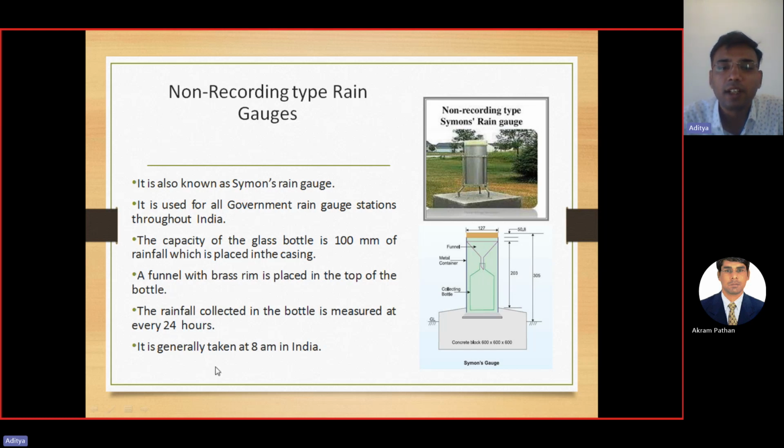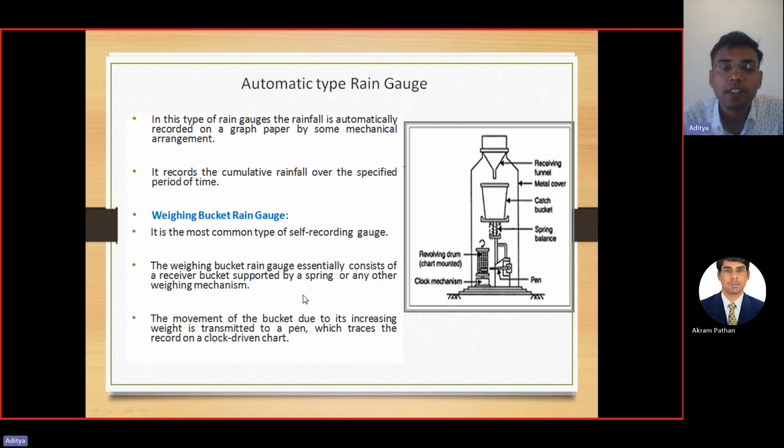It is generally taken at 8 a.m. in our country, India. The next is recording type of rain gauge station. In this type of rain gauge, the rainfall is automatically recorded on a graph paper by some mechanical arrangement. When rainfall occurs and is collected in this bucket, the spring or mechanical arrangement shakes, and it is connected with a pen and graph. Once it shakes, your graph is generated.